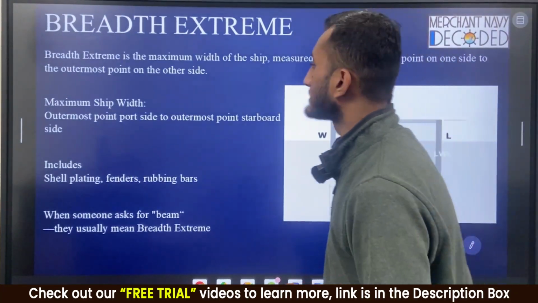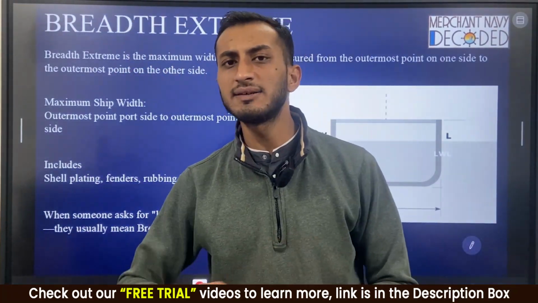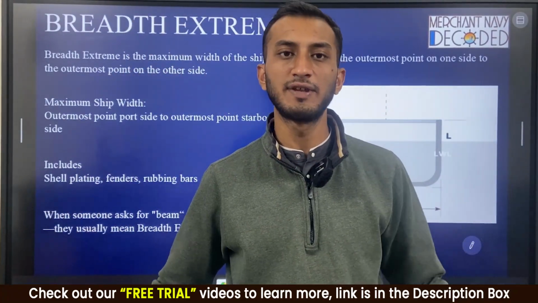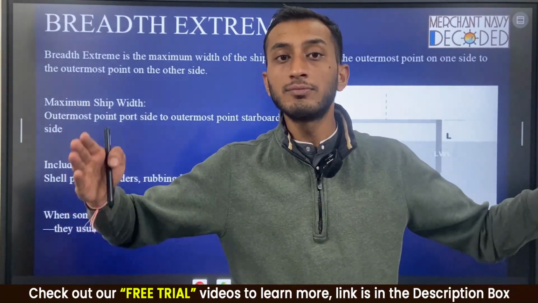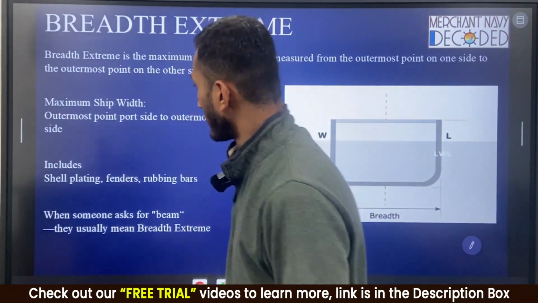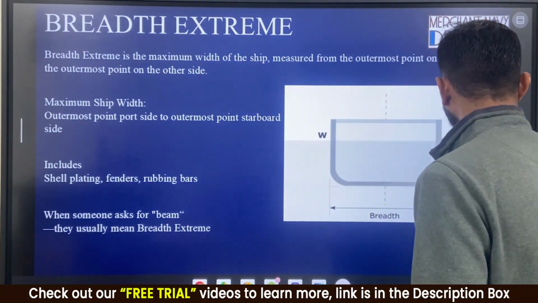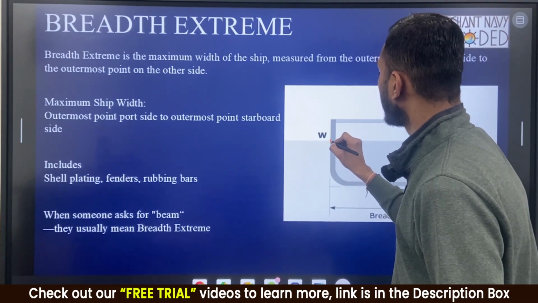So the next topic is the breadth extreme. As you can see, breadth extreme is the extreme breadth of the vessel measured at the midship. It is taken from the outermost shell plating. I have given you a diagram, so this is the outermost shell plating.